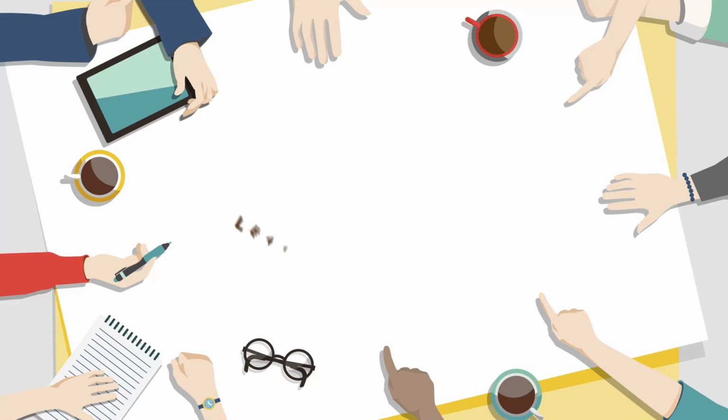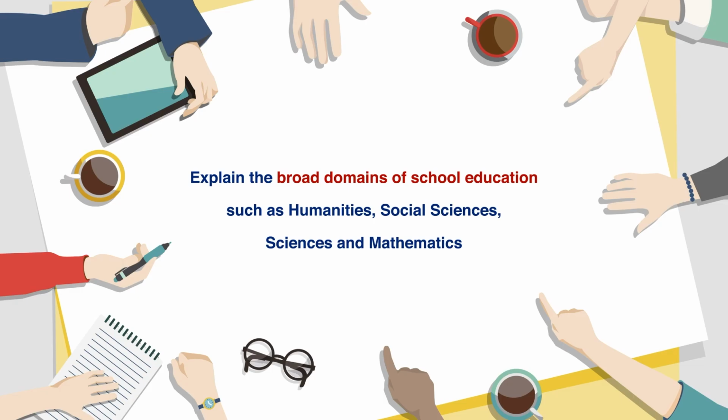Friends, before discussing the specific content, let us first focus upon the learning outcomes. You have already received the PDF based material, the e-content. After going through this video program, I am sure you will be able to explain the broad domains of school education such as humanities, social sciences, sciences and mathematics. These are the 4 different domains of studies, because our school curriculum is mostly focused upon these 4 areas.